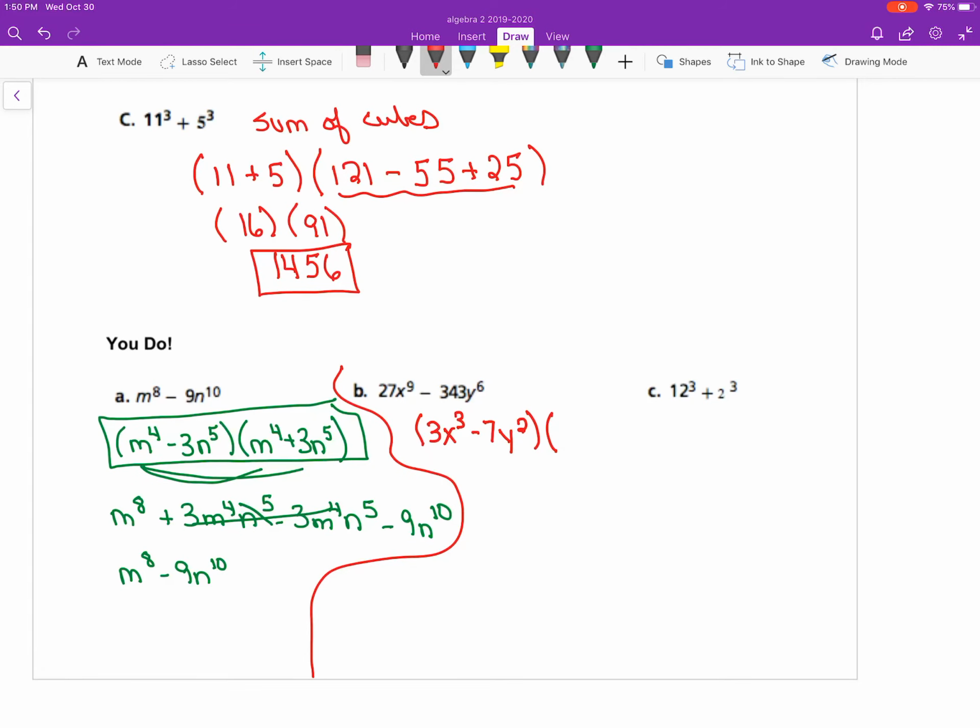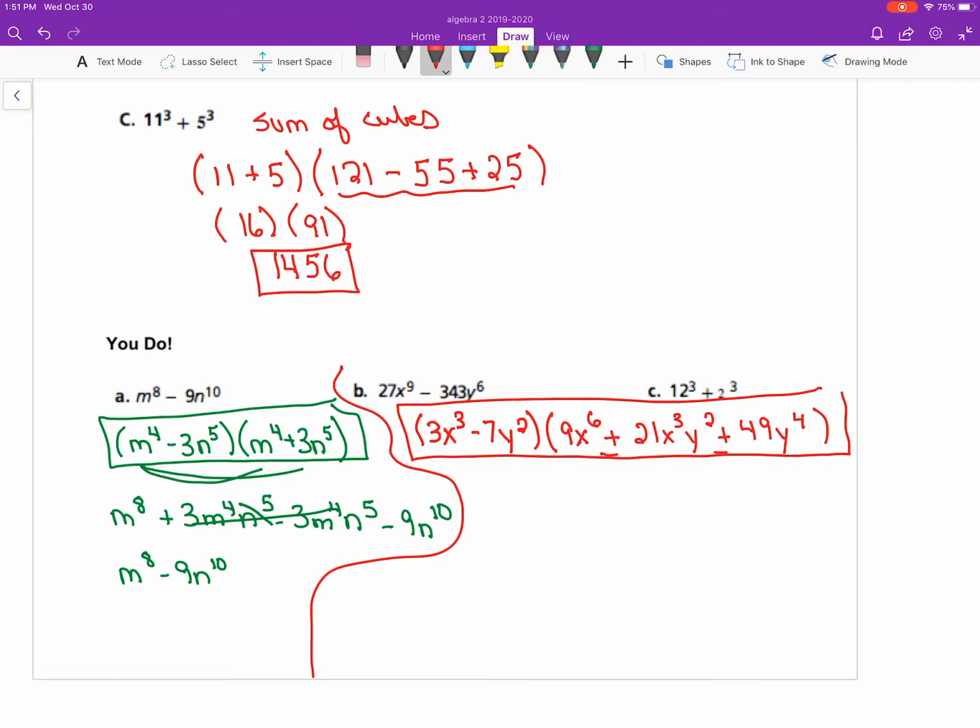And then again, square the first term, you get 9x to the 6th. Multiply them together, you get 21x cubed y squared. And then square the last term, and you get 49y to the 4th. And make sure both are plus signs, because that's what the formula tells us to do. Okay, so you're just cube rooting the first number, cube rooting the second number, squaring the first number, multiplying them together, squaring the last number.